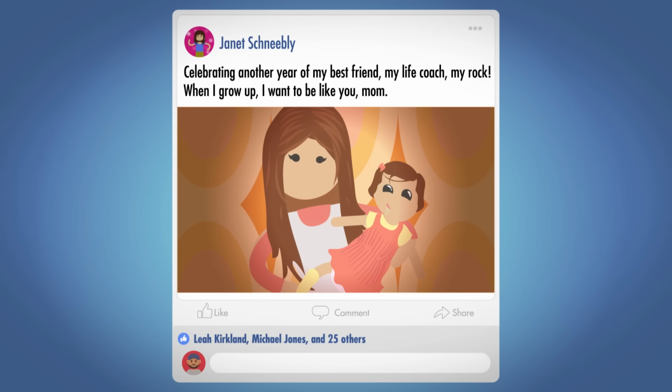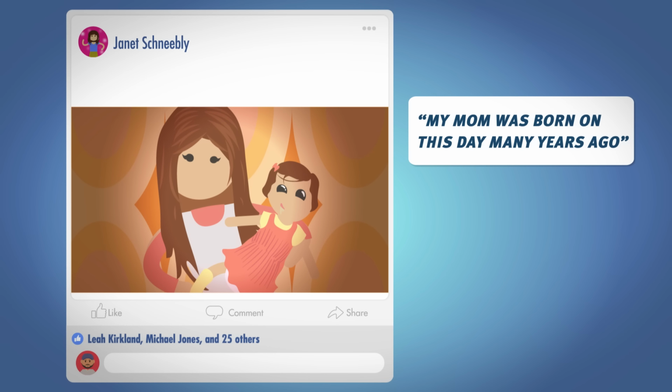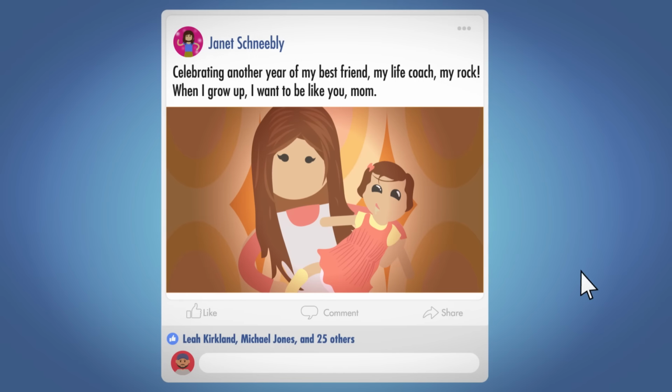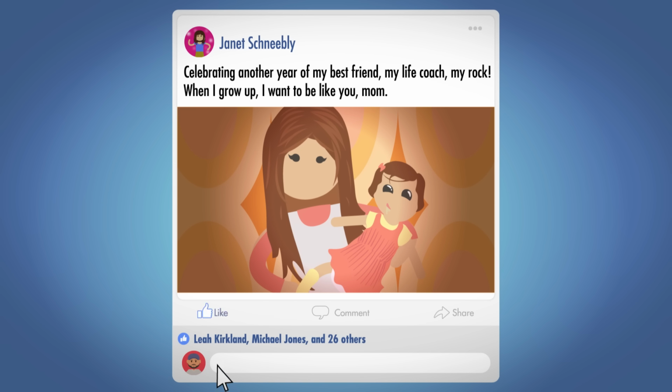Take this Facebook post. It's from an acquaintance of yours. The message of the post? Well, it's your acquaintance's mom's birthday. Very exciting. Of course, they never straight up say, "My mom was born on this day many years ago," but you get it from the photo and the cutesy caption. But let's look beyond the message.